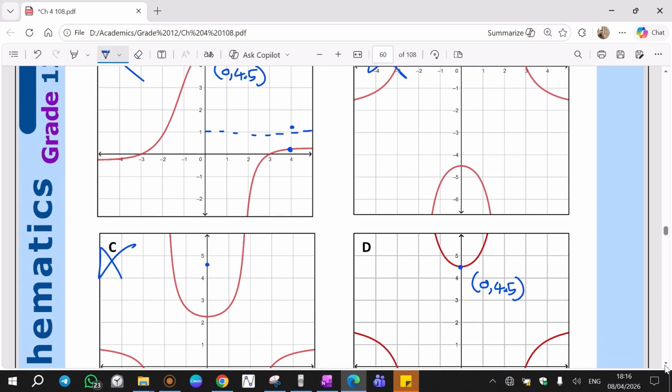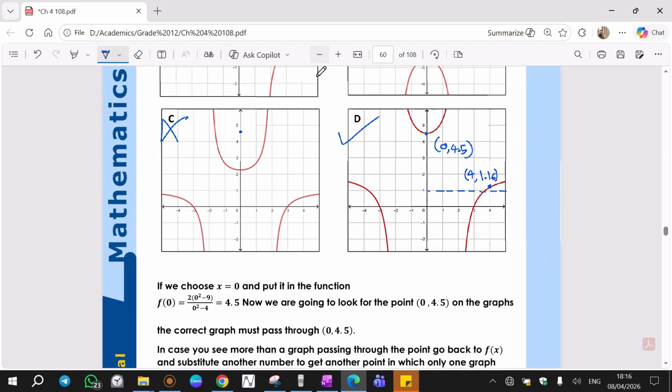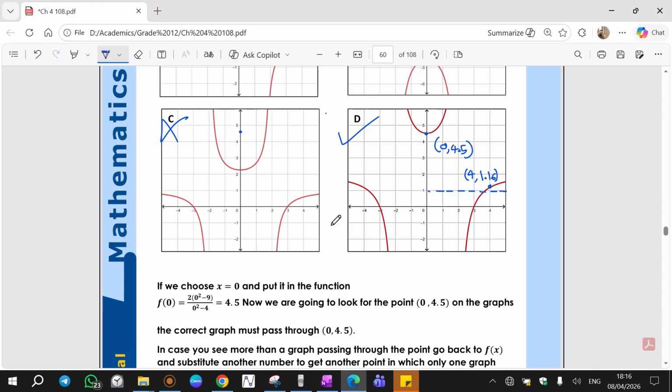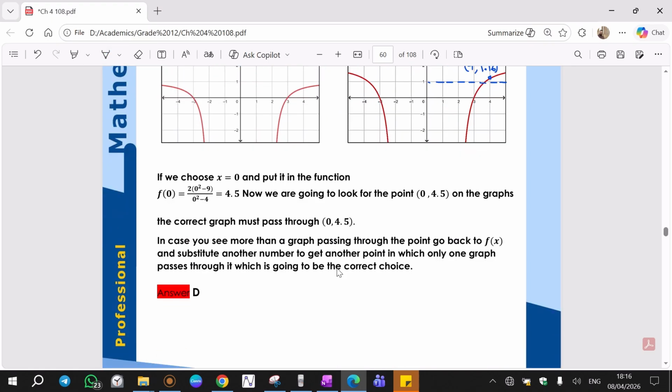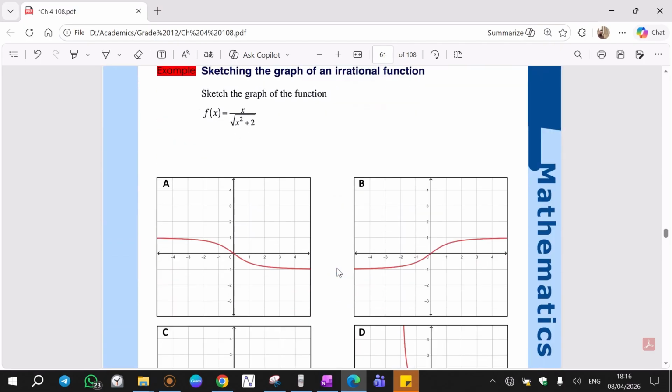Now look at D. This point is 4. The x of it is 4. And the y is 1.16. How do I know it's 1.16? I cannot tell exactly, but I know it is above 1. This line is 1. Since this point is slightly above 1, that means it's 1.16. So D is the right answer. What we did here is all written, and it mentions why D is the right answer. Just the way we did is explained here in details.